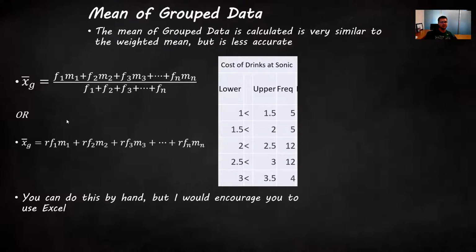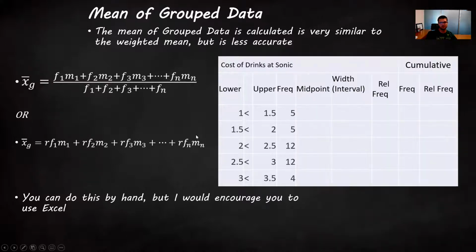Or with the weighted mean, where you have the frequency multiplied by the midpoint of the first one, frequency multiplied by the midpoint of the second one, frequency multiplied by the midpoint of the third one, and so forth, all divided by the total frequency. Or we can talk about relative frequency. So the big question here is, why are we using the midpoint?